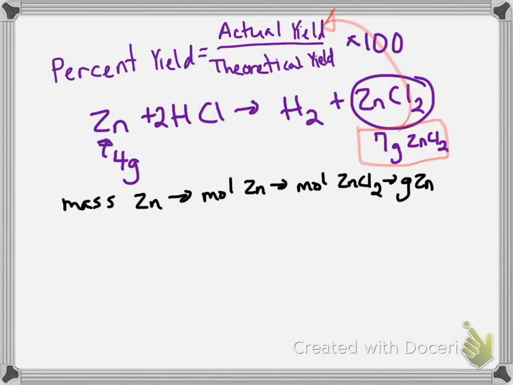In order to find our theoretical yield, we need to follow our mass-to-mass conversion path. So if we're starting with the mass of zinc, we convert it into moles of zinc first, then moles of zinc chloride, and then finally we'll end up with the grams of zinc chloride. So pause the video here and try and solve for your theoretical yield.